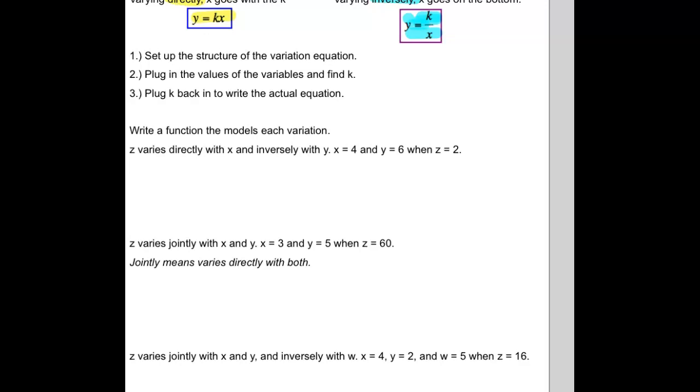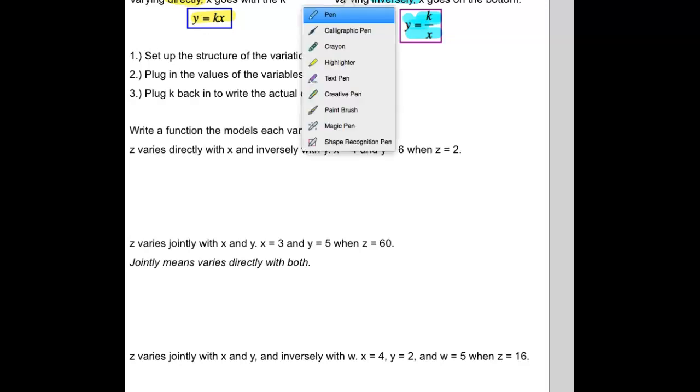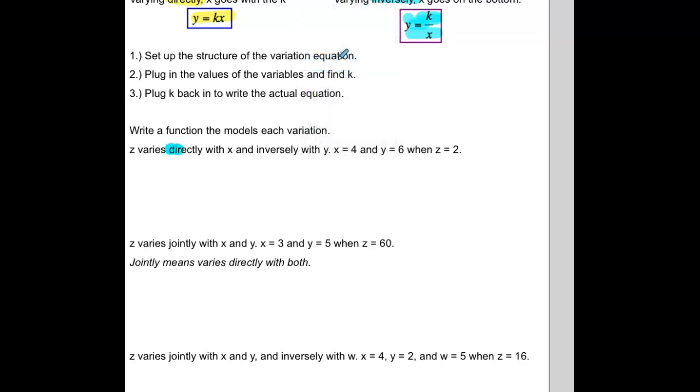All right, so our first one, it says, write a function that models the variation. Z varies directly with x and inversely with y. Now notice on this one we have two separate pieces. It varies directly with x and inversely with y. So what that tells me is when I go to set up my basic equation, z varies. So z equals a constant of variation, and then directly with x means we're multiplying it by x, and inversely means we're dividing. Now notice here that we have three variables, x, y, and z.